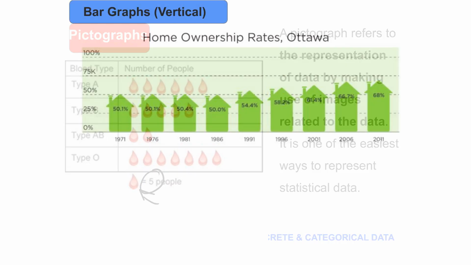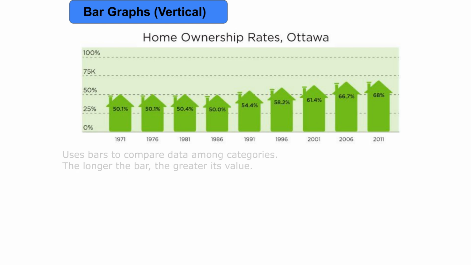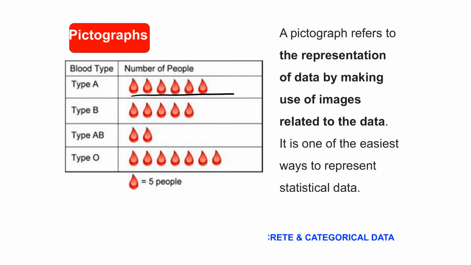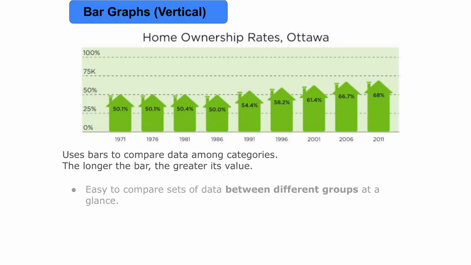Bar graphs are one of the most common graphs. We use bar graphs to compare data among categories. The longer the bar, the greater its value. So it's not so different from a pictograph, because the longer the bar we got here, that indicated more value. So this is the longest one. That's the most people have the blood type of O. Bar graphs make it easy to compare sets of data between different groups at a glance. So it's very easy to see where if you've got the homeowners here, they're grouped by years. You can see here we've got it 68%, and here we're at about 50%, or 50.1%.